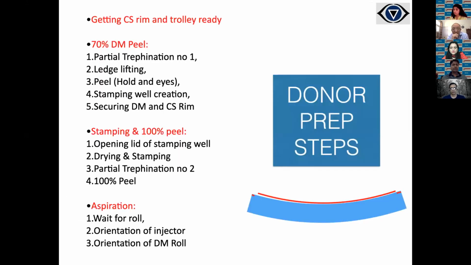Okay. So what we are going to do is I'll take you through the steps of descemet membrane peeling or the donor graft preparation. So there are basically 4 steps that we are going to see, and I'll take you through one by one so that you can actually do it yourself.